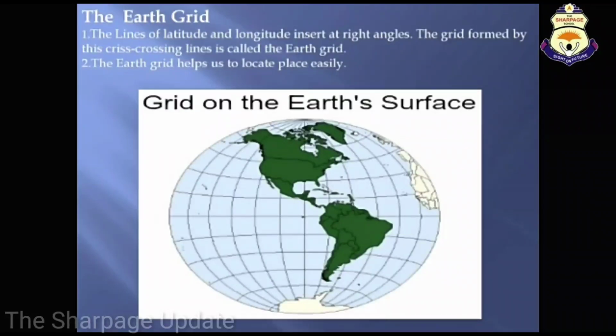Let's see what is Earth grid. The lines of latitude and longitude meet at one point. The point where they intersect is at a right angle, that is 90 degrees. This 90 degree angle forms a rectangular shape. So the grid which is formed by these crisscrossing lines is known as the Earth grid, and this Earth grid helps us to locate places easily.